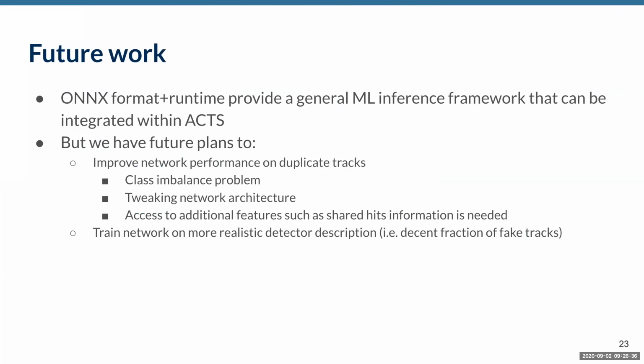So to conclude, I'd like to say that to us, it seems that the ONNX runtime and format seem to be a very good solution for a general purpose machine learning framework that can be used in ACTS for a variety of machine learning tasks. And certainly finishing up this implementation is our goal for the immediate future. But we also have several other plans for the more distant future, centered particularly on trying to improve the network's performance at the ambiguity resolution tasks. Although, as I mentioned before, in this case, access to additional information about the duplicate tracks, such as the shared hits between the tracks, will certainly be needed and will help in this regard.